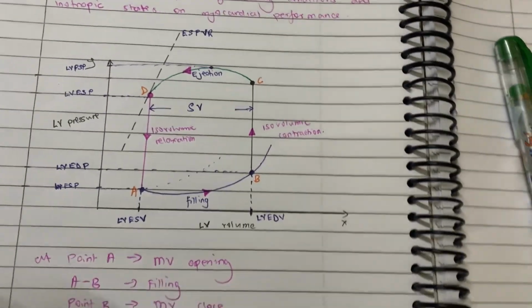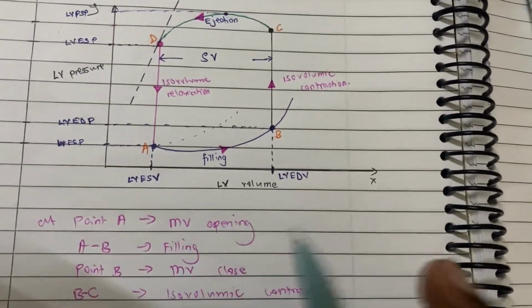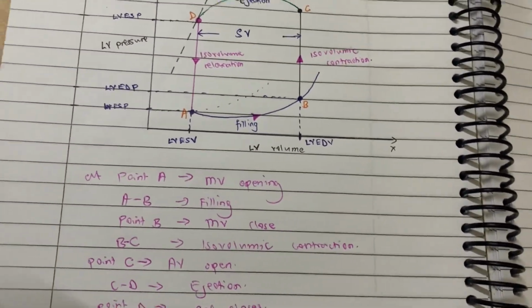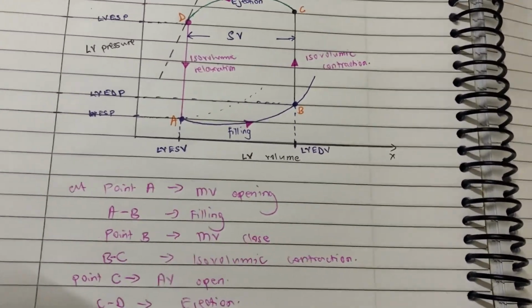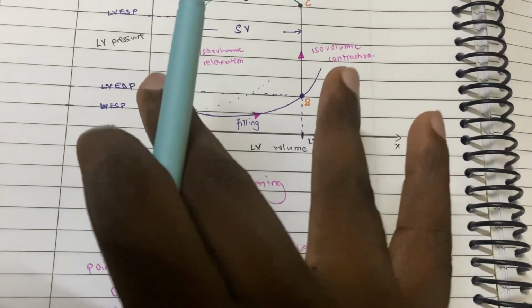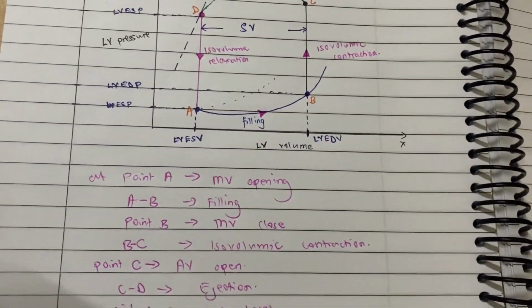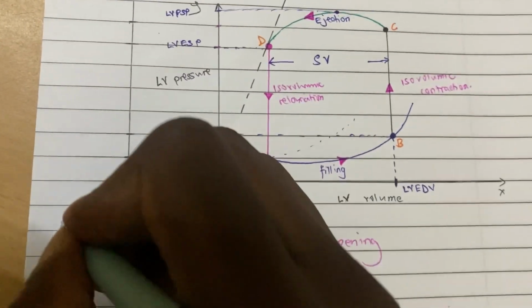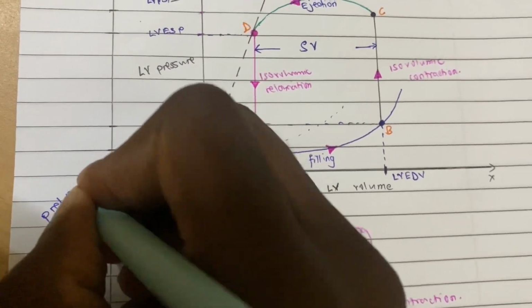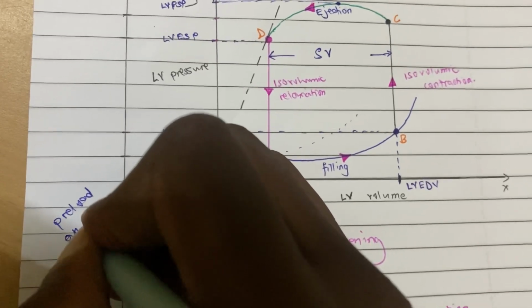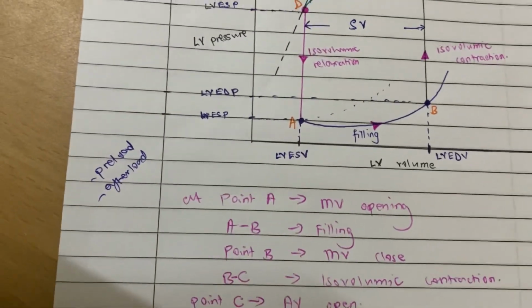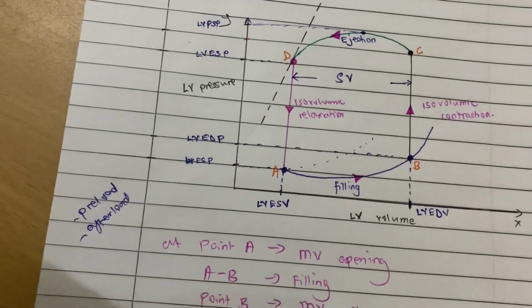Two, these curves can be altered by different factors. One of them I've already said. For example, we have these two words, preload and afterload. What is preload?